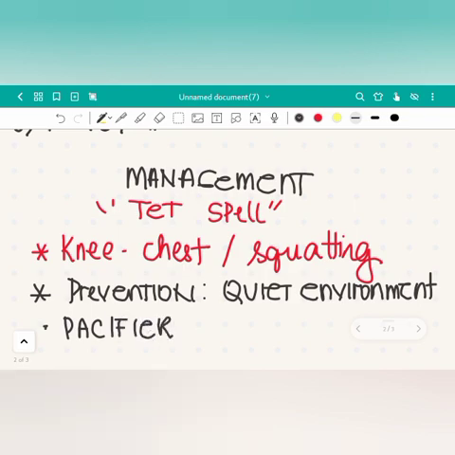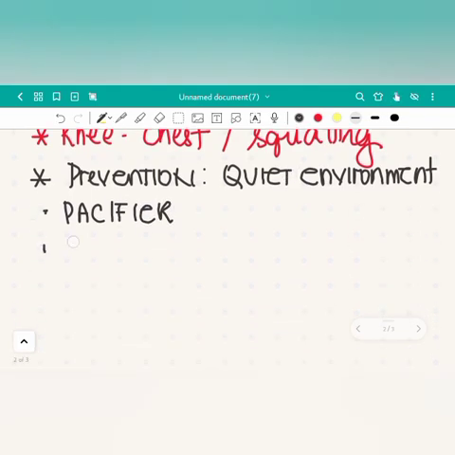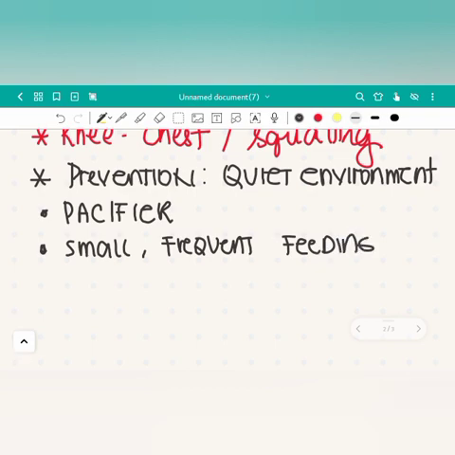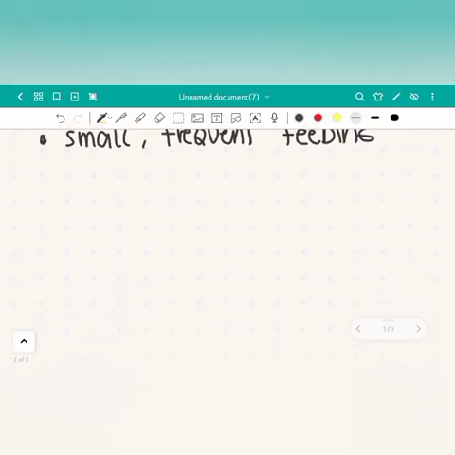And to avoid further crying, of course, if the infant will cry, nagiging decrease yung oxygen. So we will give a pacifier. And we will provide small frequent feeding, dahil during feeding, pwedeng nahihirapan silang huminga. So, small frequent feeding.